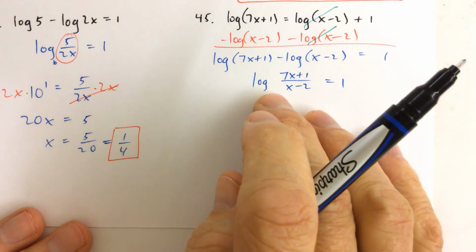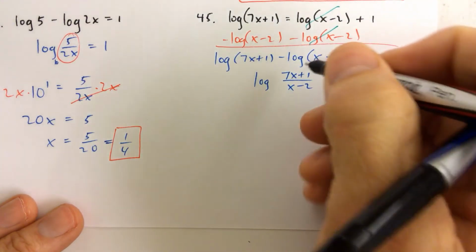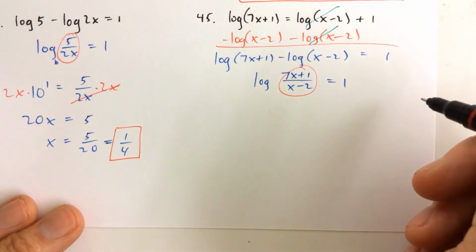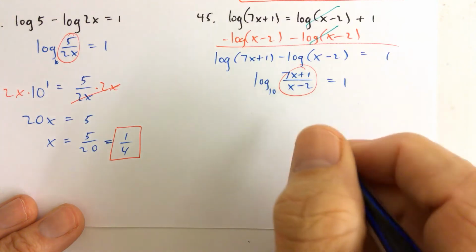So we have a log on one side, a number on the other. Our variable is locked up in the argument, so we have to convert to exponential form. Again, when we don't see a base, we know the base is 10.